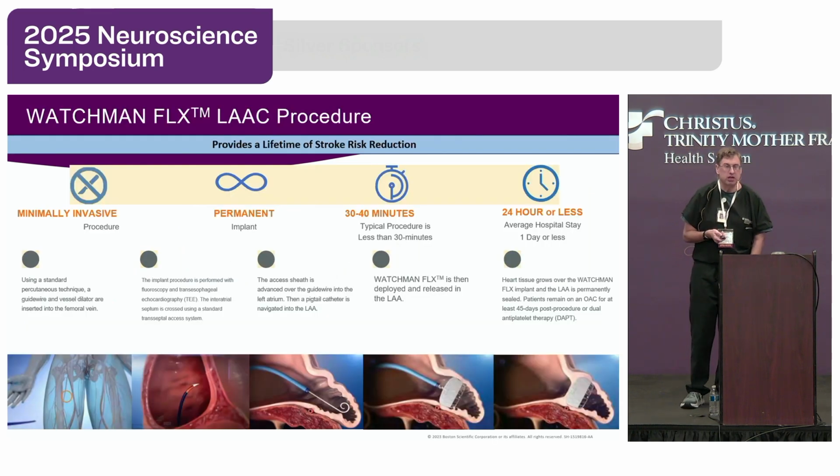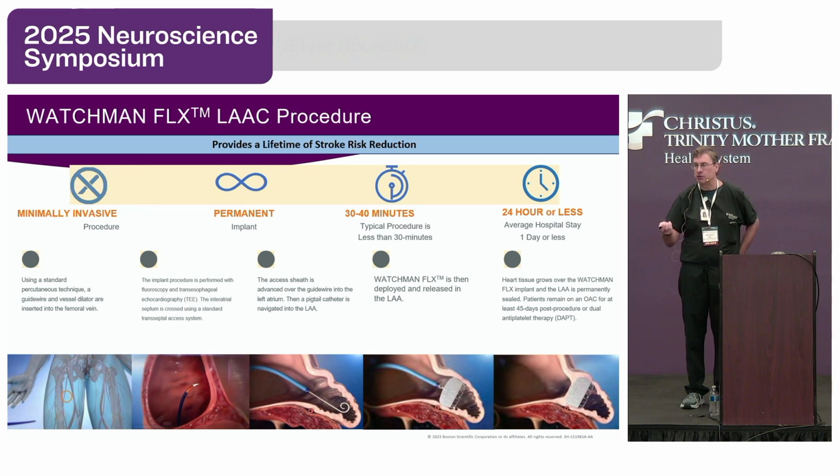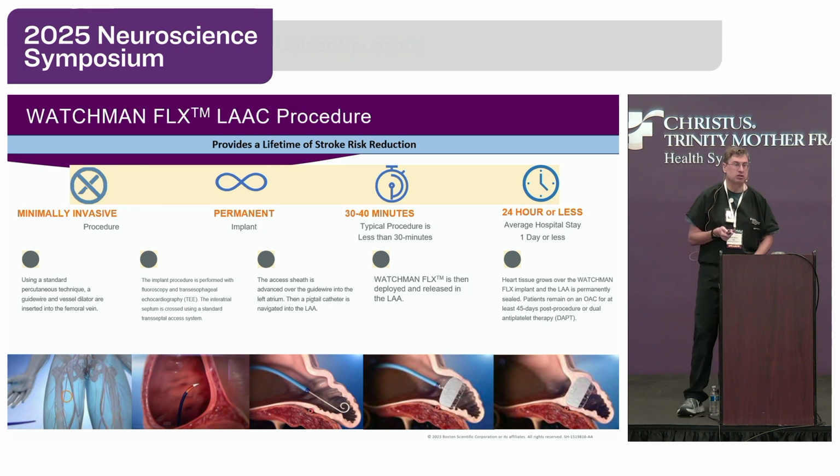So just in a few seconds, I'll walk you through the Watchman procedure, and it's the same for the Amulet procedure. It's basically done under general anesthesia. We access the right femoral vein using ultrasound. We advance into the right atrium and then cross over to the left atrium. In the left atrium, we then put a pigtail catheter and inject the left atrial appendage with contrast. We also have a transesophageal echo probe down to give us images during the procedure.